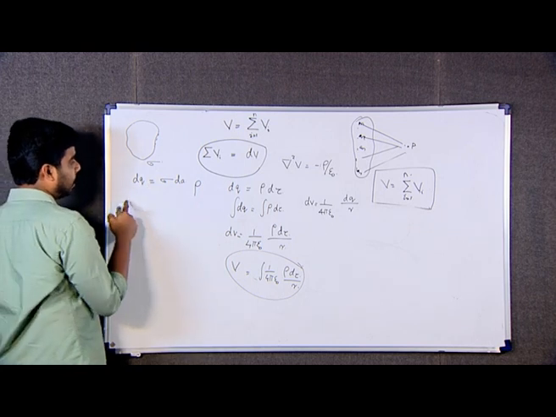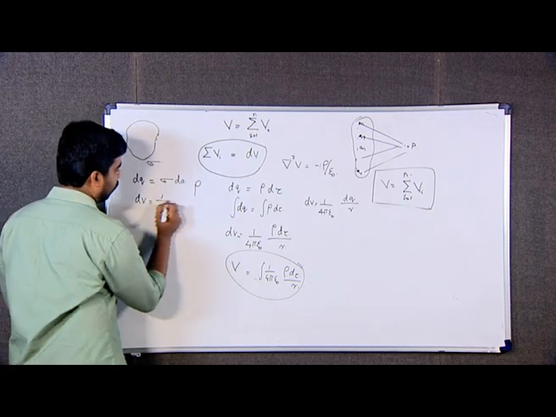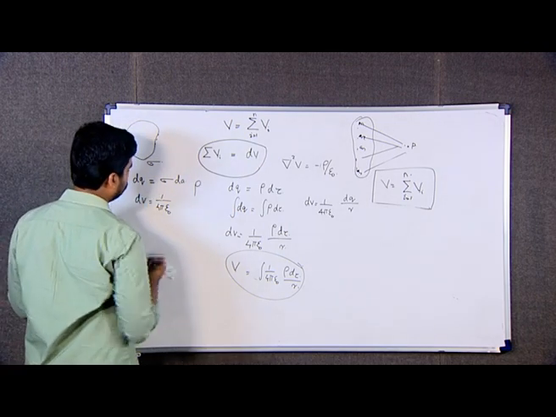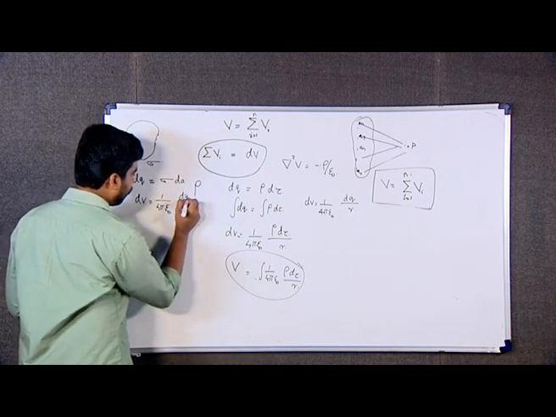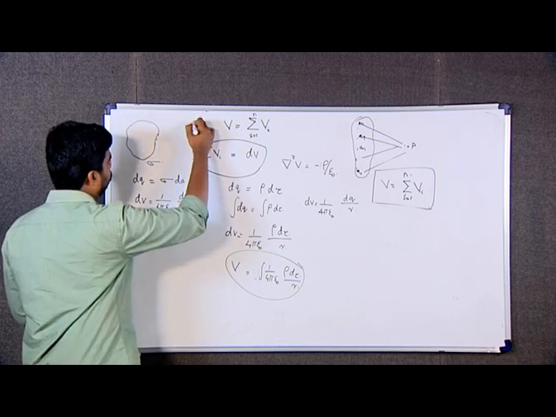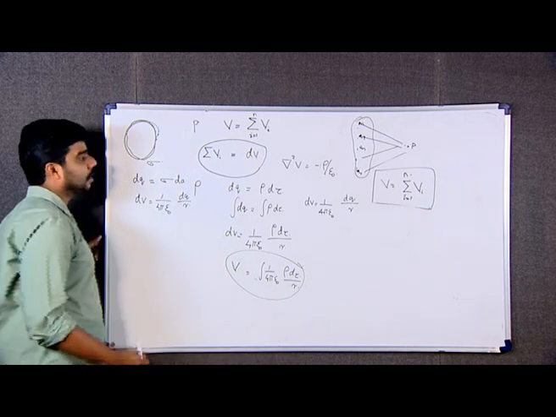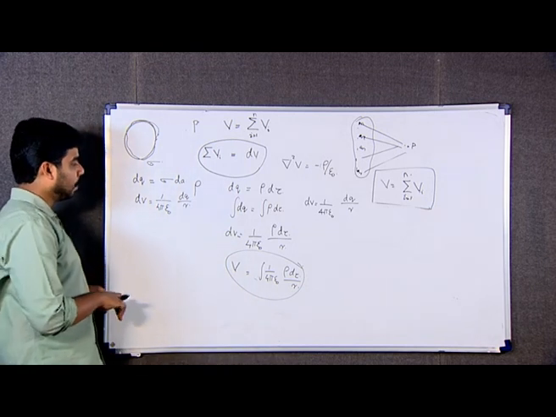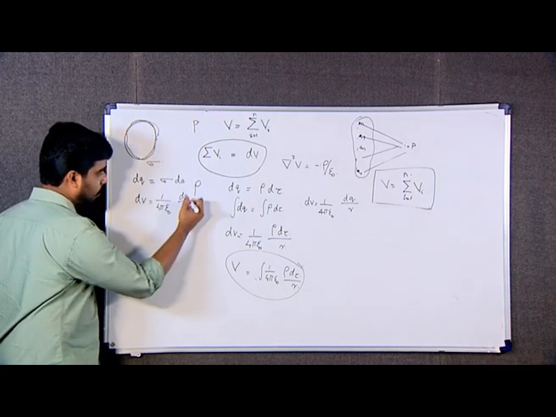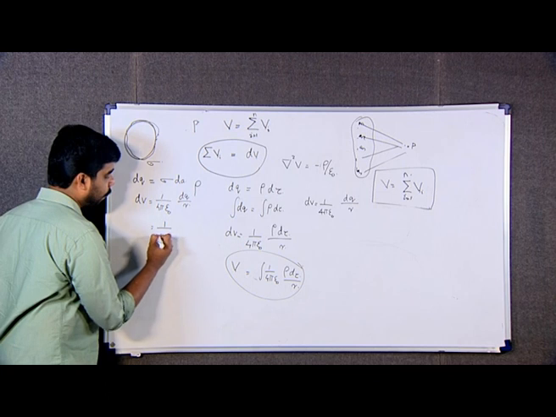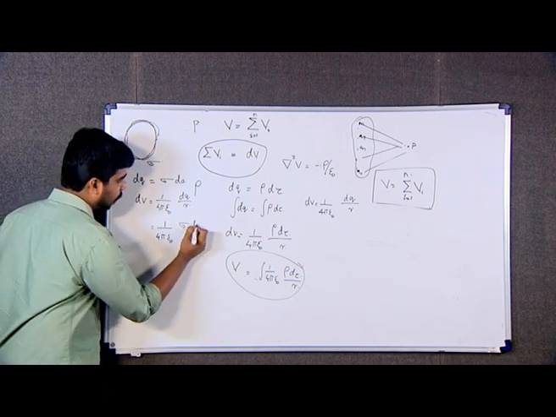So, I can write it as dV is equal to 1 by 4 pi epsilon 0 dq by r. This is due to the point P, due to this surface charge, the potential at this point P due to this surface charge distribution. So, according to this surface charge distribution, dV is equal to 1 by 4 pi epsilon 0 dq by r, and I am substituting for dq as sigma dA.